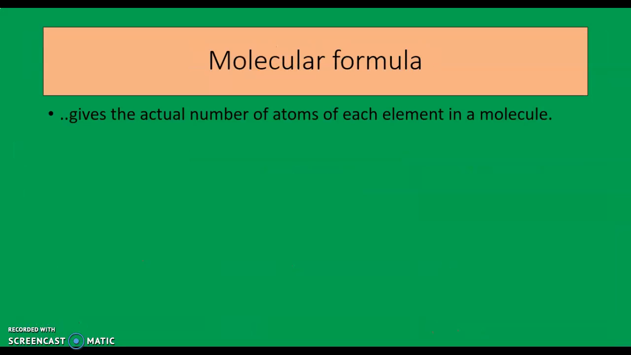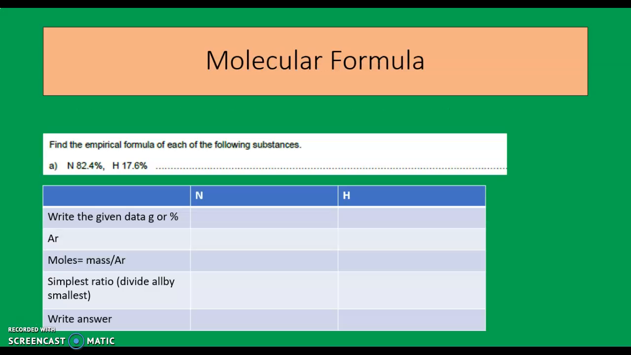Molecular formula gives you the actual number of atoms of each element in a molecule. That's what we had looked at in the previous slide. In order to calculate some of the molecular formulae, we would first need to find out the empirical formula. So let's find the empirical formula, and then we will go and find how to calculate the molecular formula once the empirical formula has been done.